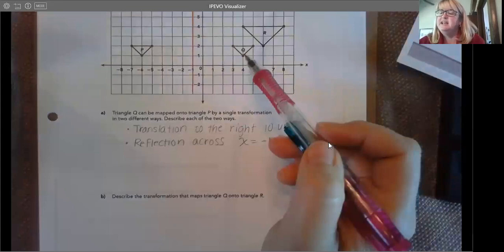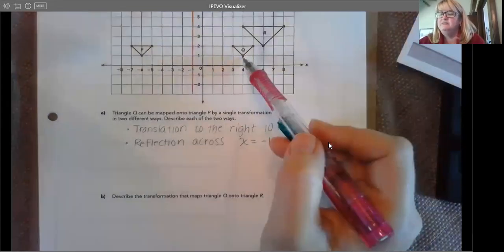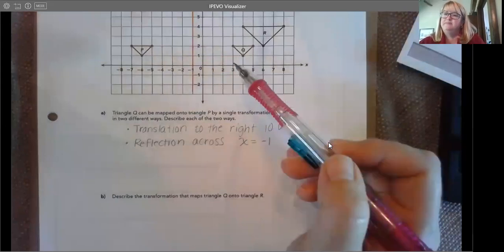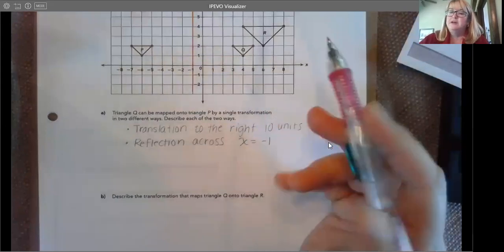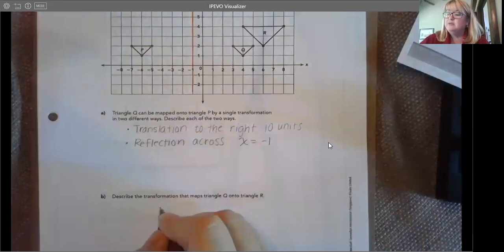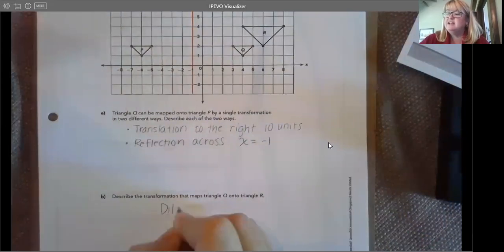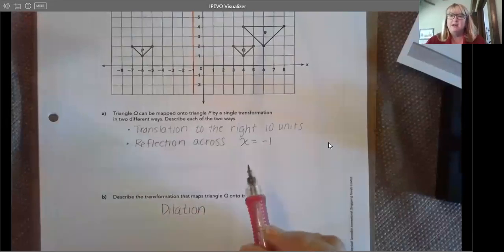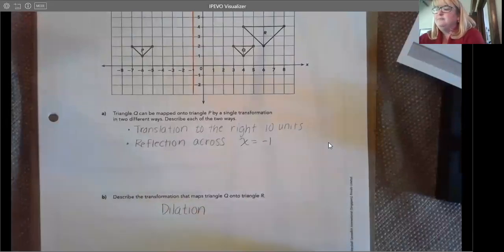So is this a translation? Is it a reflection? Is it a rotation? Or is it a dilation? What do you think? Well, you should say the only one it could be is dilation. A dilation is the only transformation that takes a shape and makes it larger or smaller.